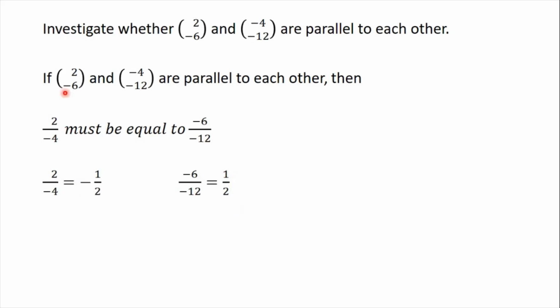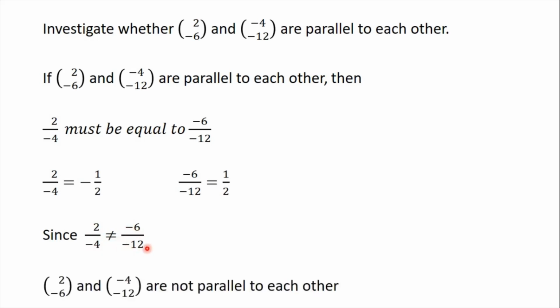Now look at something. The first one, 2, the x component here, divided by the x component here, minus 4, is giving us minus 1 over 2. But the y component here, which is minus 6, divided by the y component here, which is minus 12, is giving us 1 over 2. These two numbers are not the same. Minus 1 over 2 is different from 1 over 2. And because they are not the same, we say that since 2 divided by minus 4 is not equal to minus 6 divided by minus 12, the two vectors are not parallel to each other.